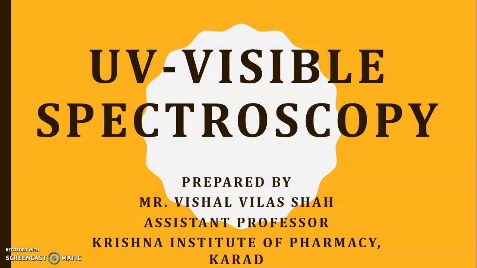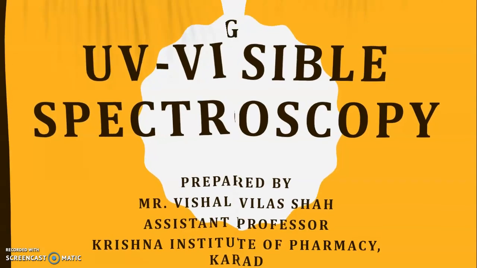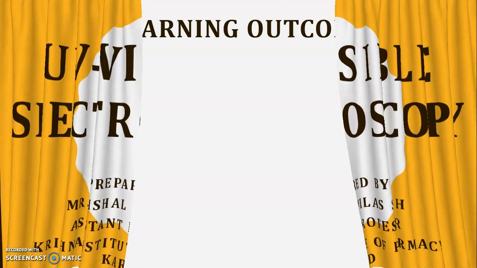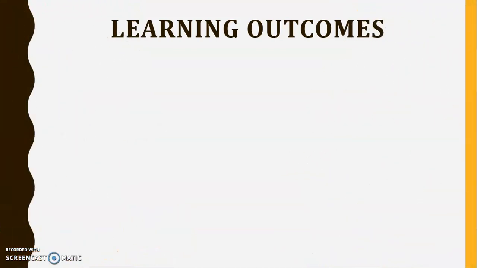This rule was first developed by Woodward, the name of the scientist, and certain modifications were made by Fieser. That's why this rule is commonly known as the Woodward Fieser rule. Now let's see what the Woodward Fieser rule is. Before that, we will see the learning outcomes of this session.